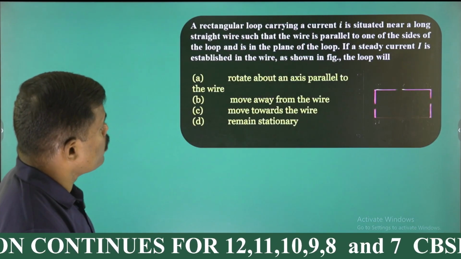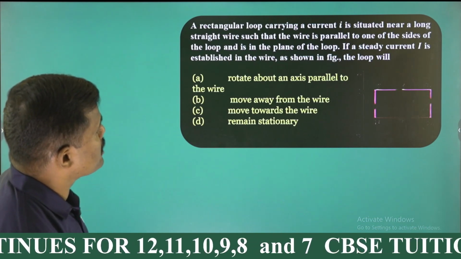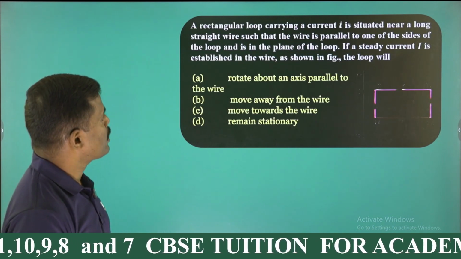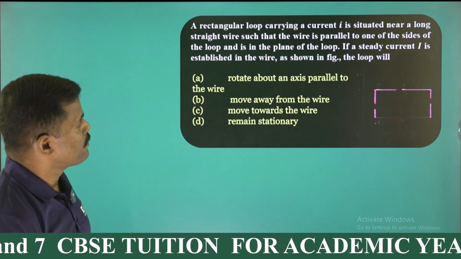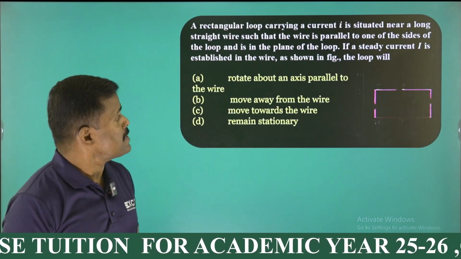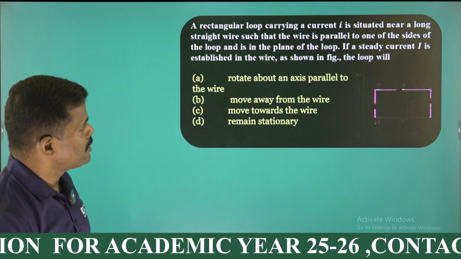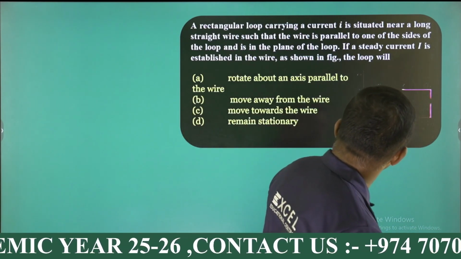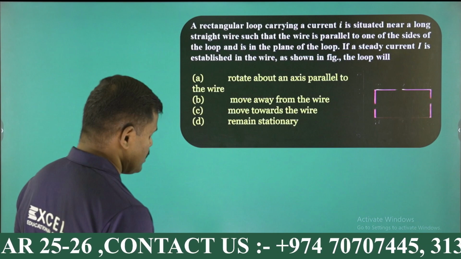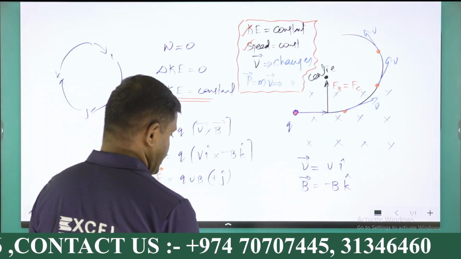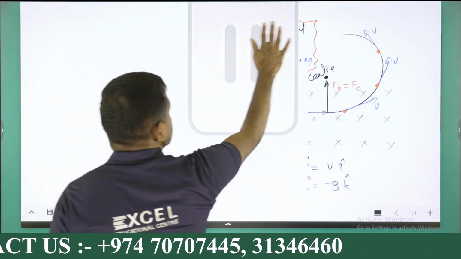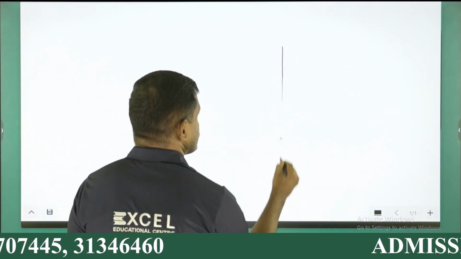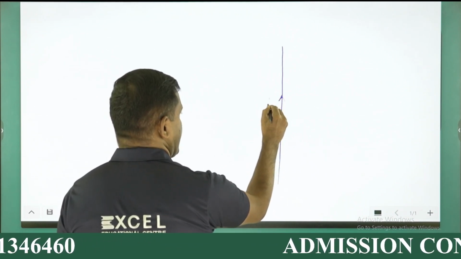See this. A rectangular loop carrying a current I is situated near a long straight wire such that the wire is parallel to one of the sides of the loop and is in the plane of the loop. If a steady current is established in the wire as shown in the figure, the loop will... The figure is not clear here. I'll just draw the figure. Right, so I'll just illustrate the situation. We have a conductor here. This is a straight conductor. It carries a current I.